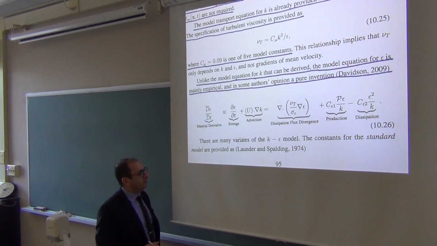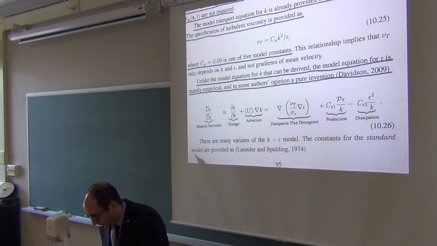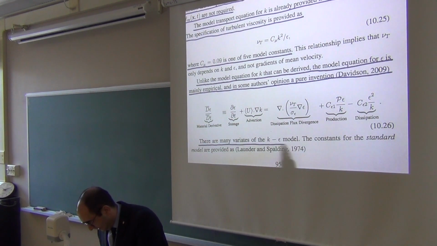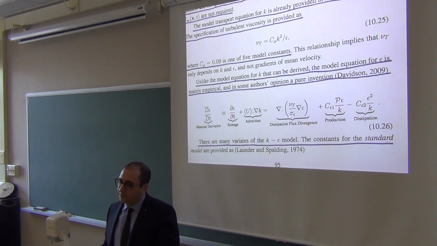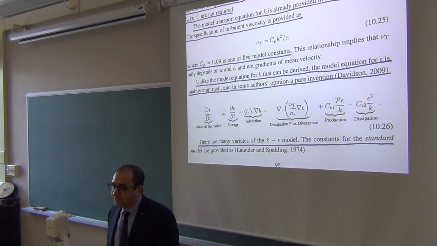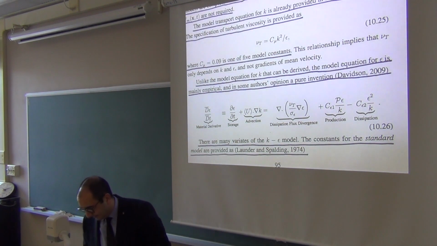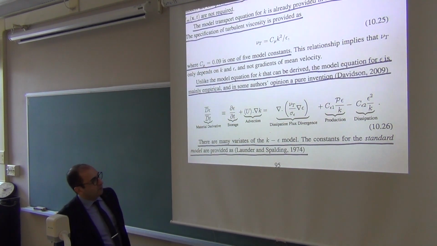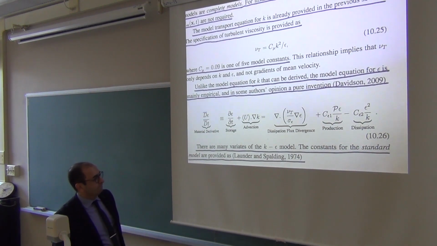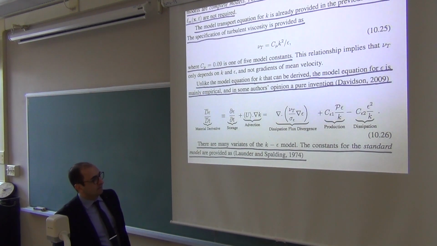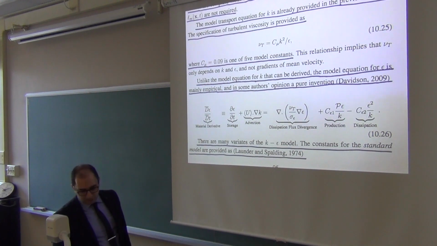There are even many forms of the K-epsilon model out there, where people change constants and add or drop a term. They formulate some terms, close some terms slightly differently. But the equations that I gave you were the equations for the standard K-epsilon model.